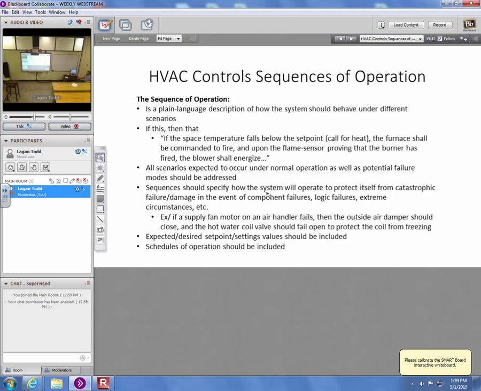So the sequence should specify how the system will operate to protect itself from catastrophic failure or damage in the event of an individual component failure, or logic failure, or extreme circumstances that were never expected or anticipated. So, for example, yeah, exactly. Yeah, other forces in nature.